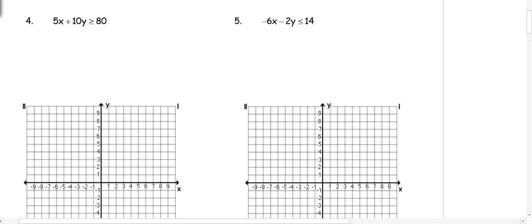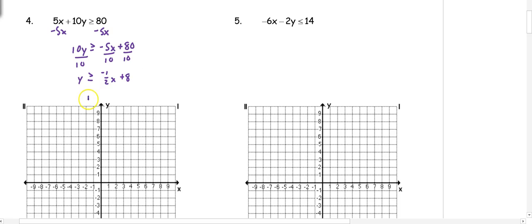Number four, in order to solve for y, the first thing I need to do is subtract 5x from both sides. So I get 10y is greater than or equal to -5x plus 80. I'm going to divide everything by 10 and reduce. So we have y is greater than or equal to negative 1/2 x plus 8.